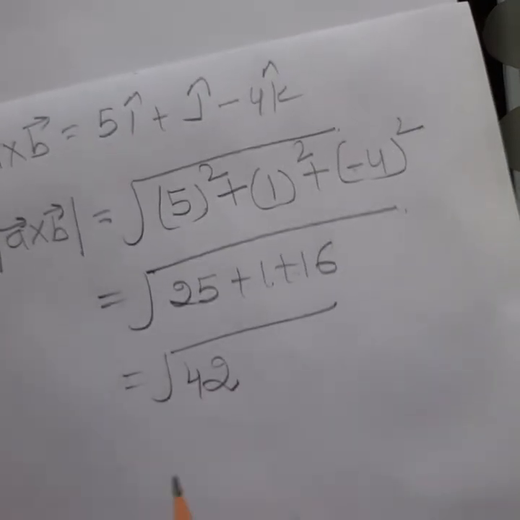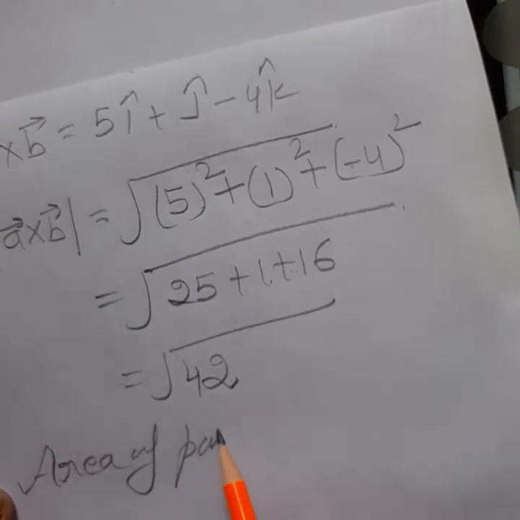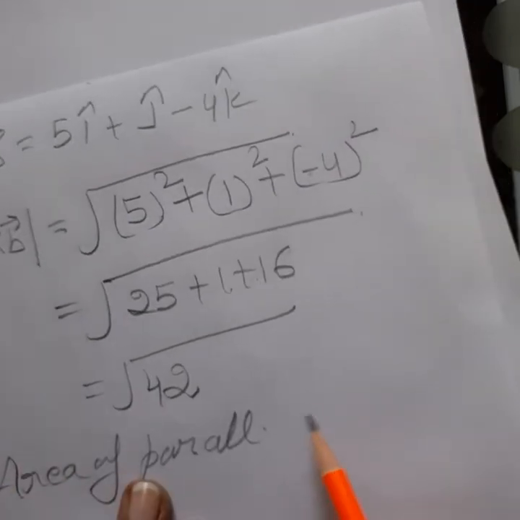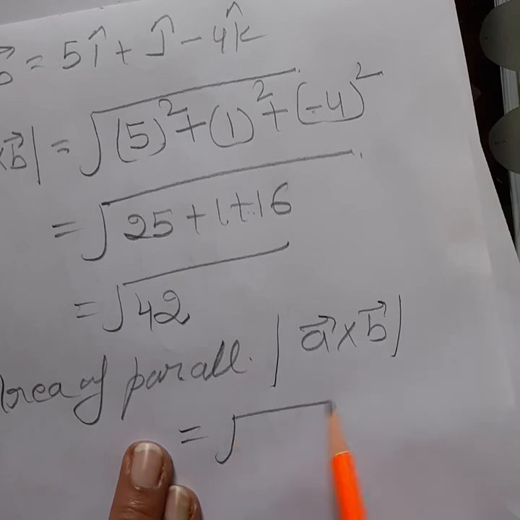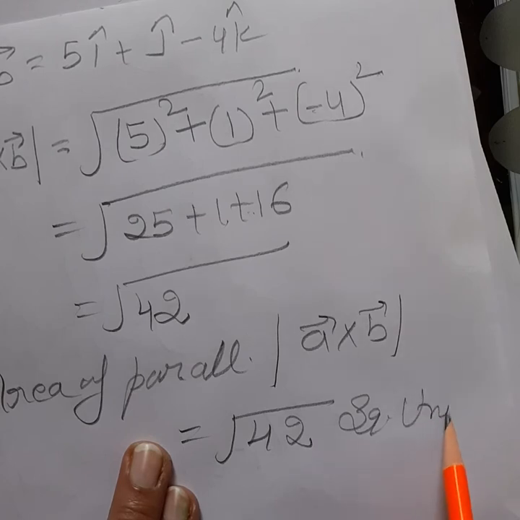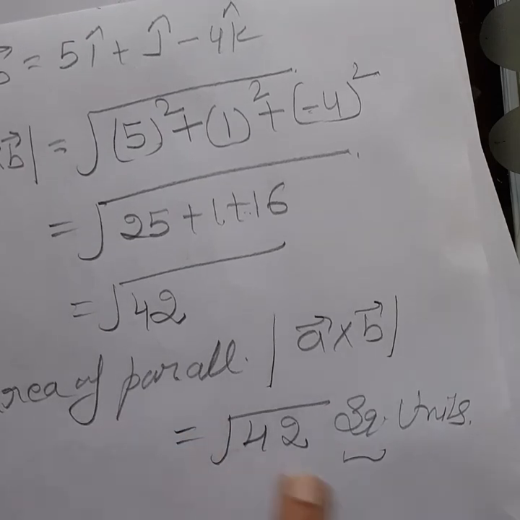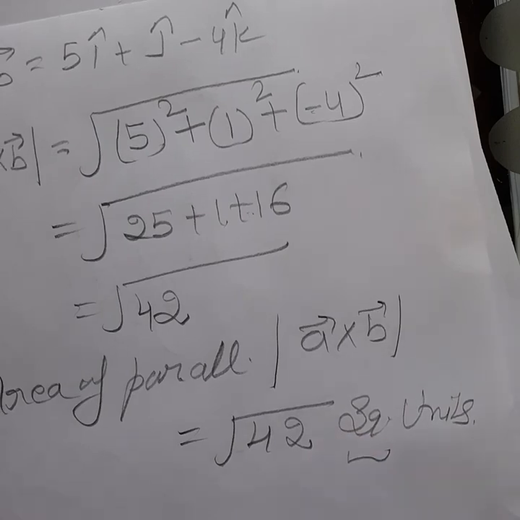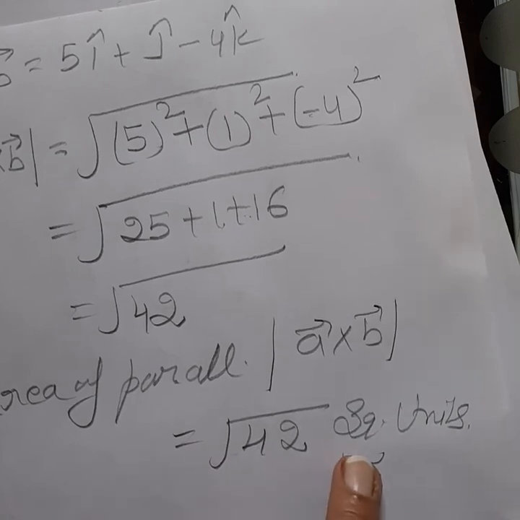Now area of parallelogram. What is area of parallelogram? That is our main concept. Then area of parallelogram is a vector cross b vector, and we take the mod, meaning magnitude, and we get our answer, that is square root of 42 square units. So students, we write here square units, because you know that when we find the area of anything, we write square units, or meter square, centimeter square, whatever unit you have, and if we find the volume, then we write here cubic units.